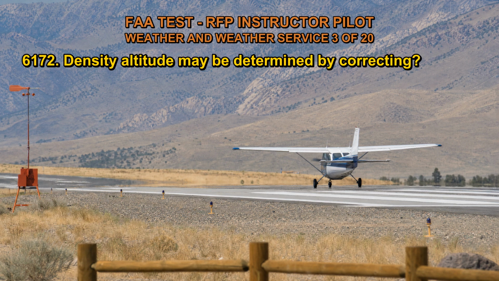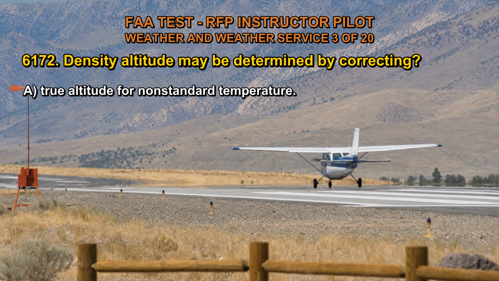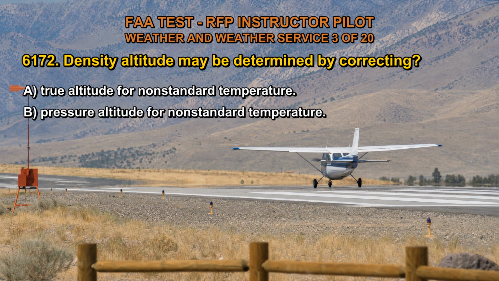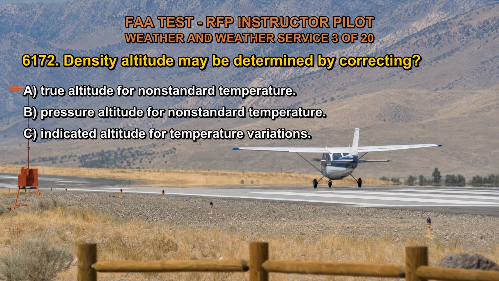6172. Density altitude may be determined by correcting A. True altitude for nonstandard temperature. B. Pressure altitude for nonstandard temperature. C. Indicated altitude for temperature variations. The correct answer is B.